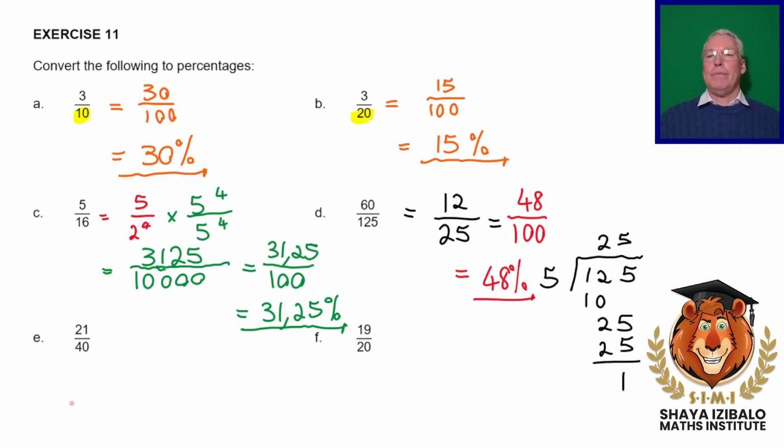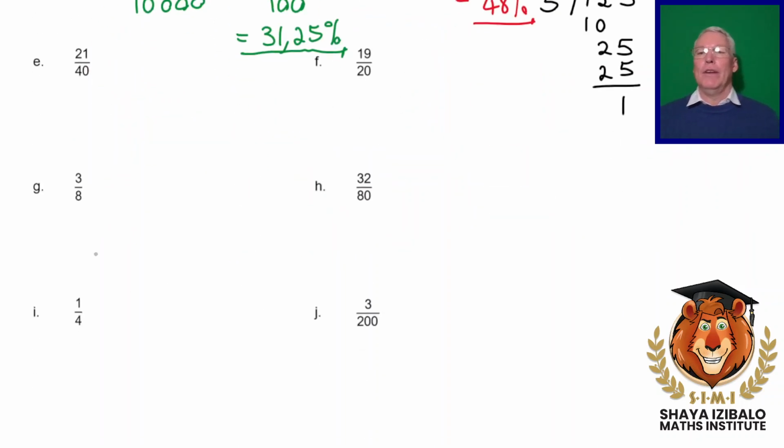The next one, 21 out of 40. We're trusting that you've tried these questions. We did ask you to try them at the end of the last lesson. If you haven't tried them, then obviously rather try them first.